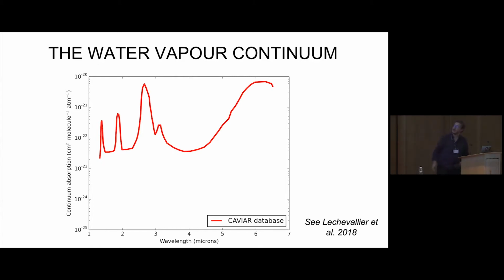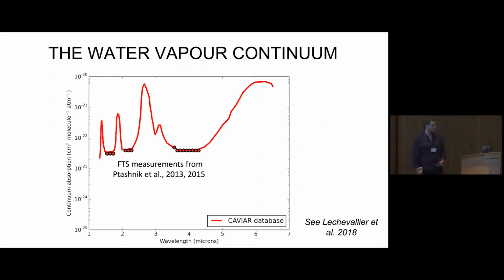And this, in the trough of the water bands, this point here corresponds to data points that were measured in Fourier transform spectroscopy experiments in 2013 and 2015 by Ptashnik et al. And actually, the whole database of the water vapor continuum for CAVIAR in this case is based on this experimental data. Here, these two experiments.